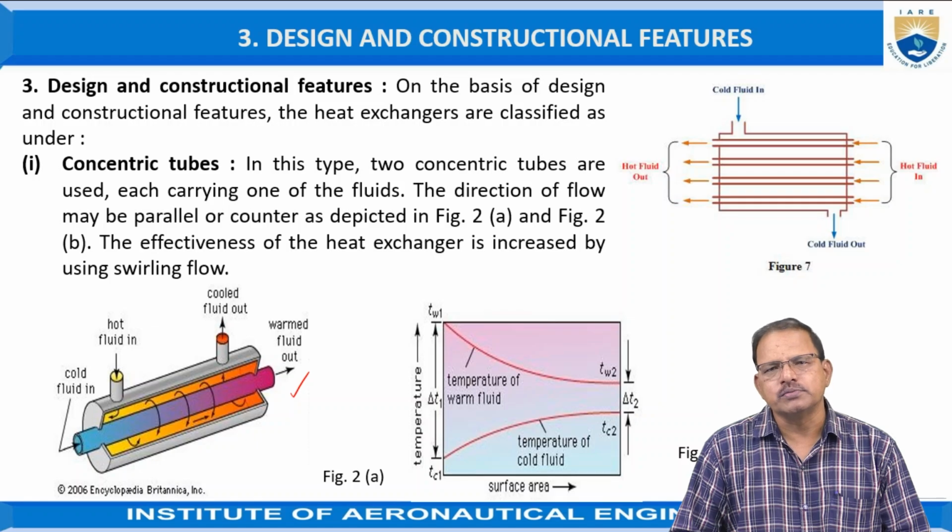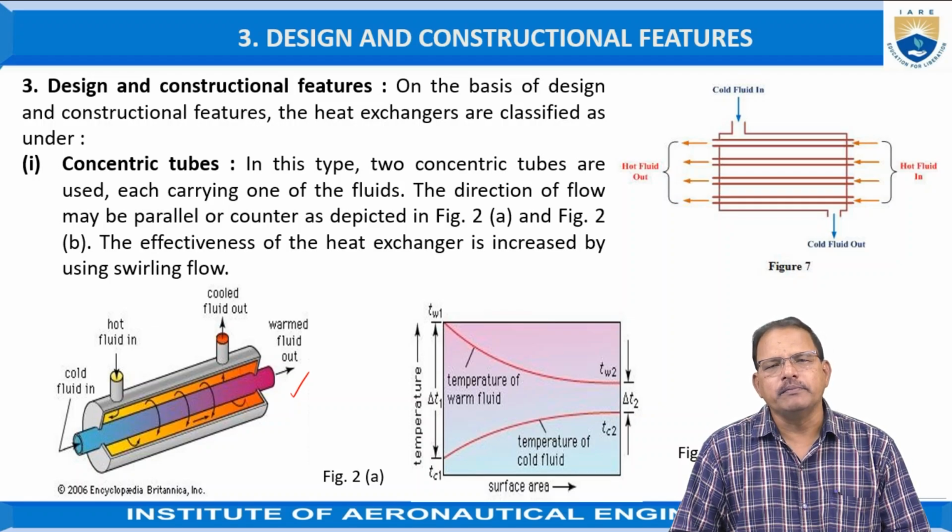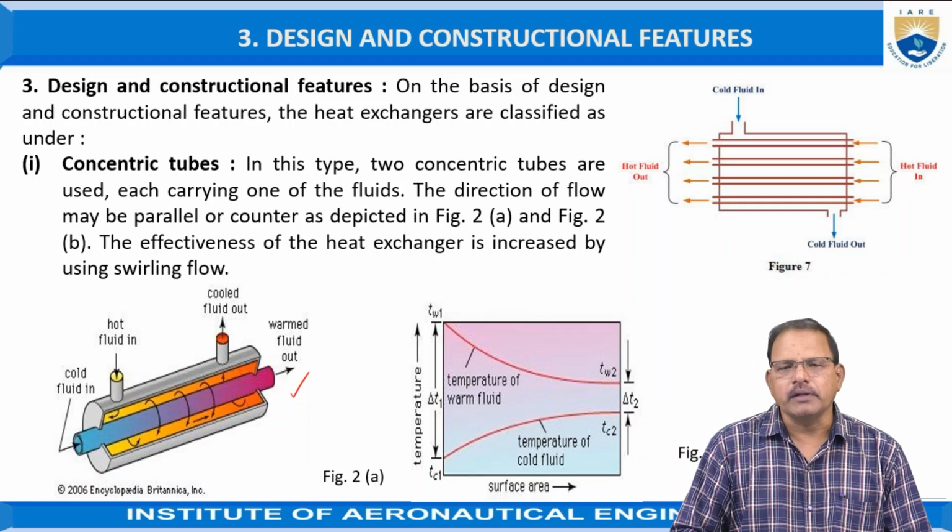The concentric tubes are made to carry the hot and cold fluids, and it is a more effective and compact arrangement. These fluids may move in the same direction, that is parallel, or in opposite directions, counter flow, or it may be swirling, so that more energy can be extracted.